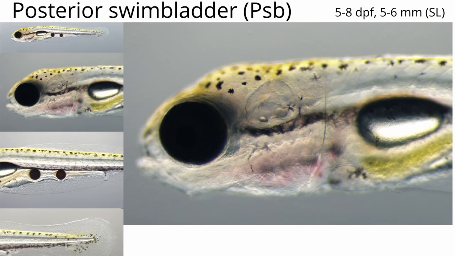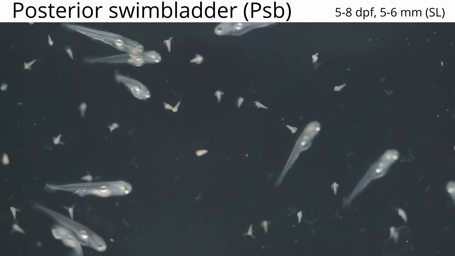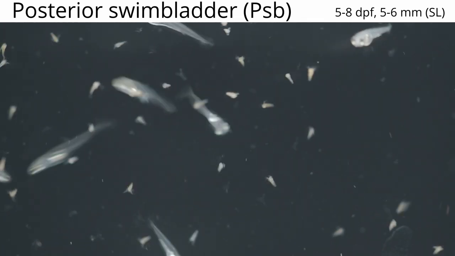Now let us examine an individual from the later part of this stage. You can clearly see that the yolk has decreased significantly. Furthermore, you can observe digested artemia and undigested artemia eggs within the abdomen. This indicates that around the PSB stage, the larvae start actively swimming and feeding.